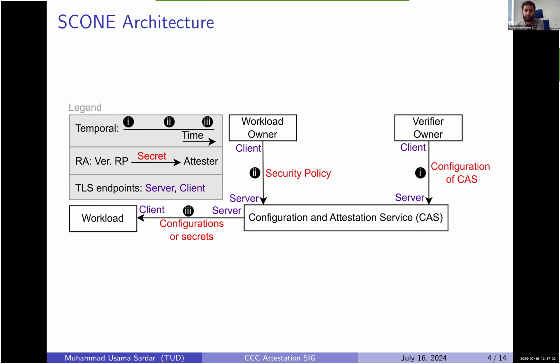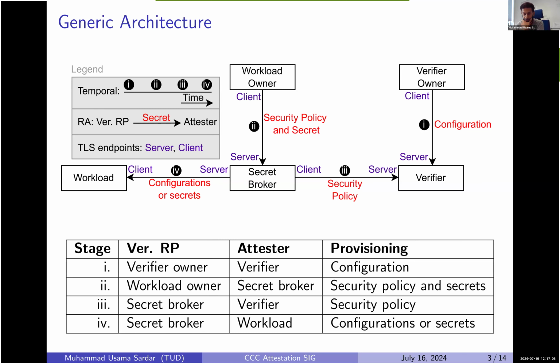Okay, now comparing this architecture to, and before that, some intuition for this. So SCONE believes that for this step three, the secret broker should have a built-in or a small verifier inside in order to verify this verifier before providing it with the security policy. And the intuition is, why not combine the two entities and use the same verifier as a single attestation service, and then we don't need to have this step three inside.